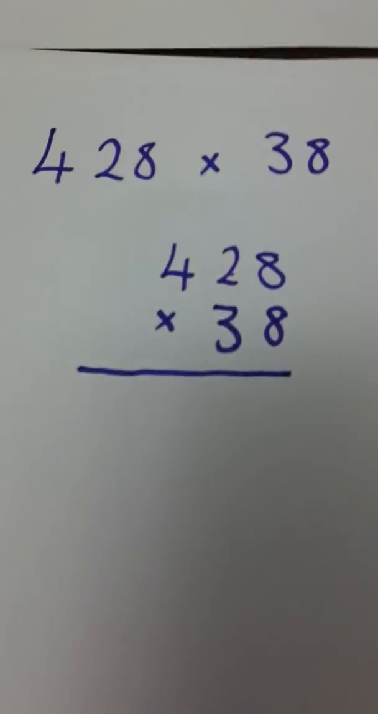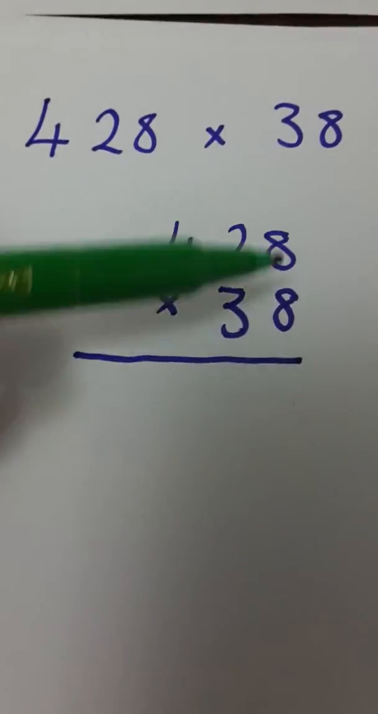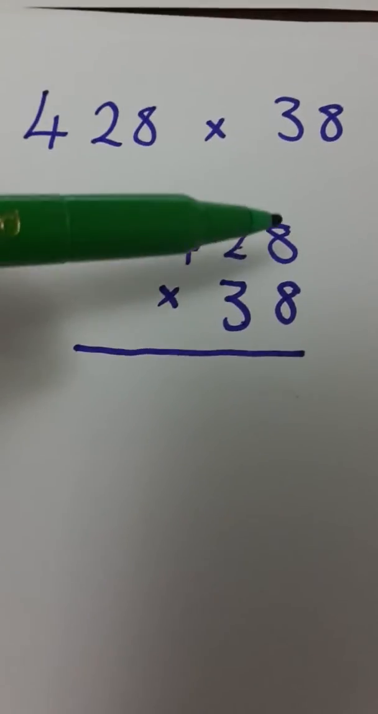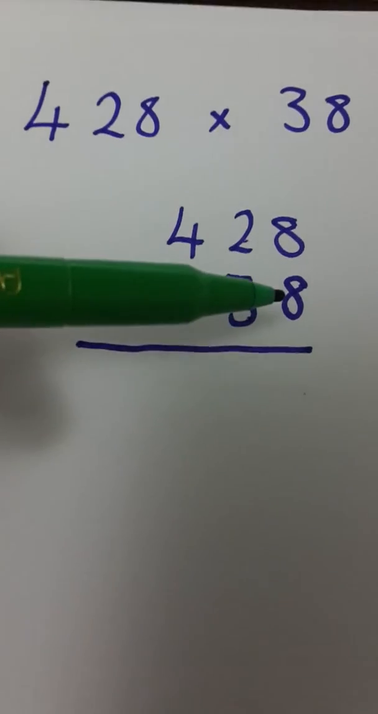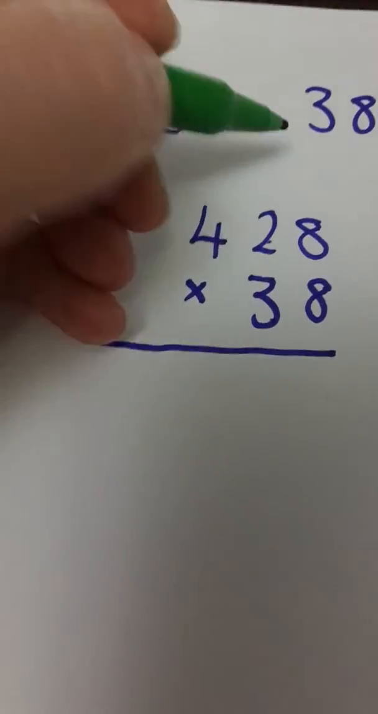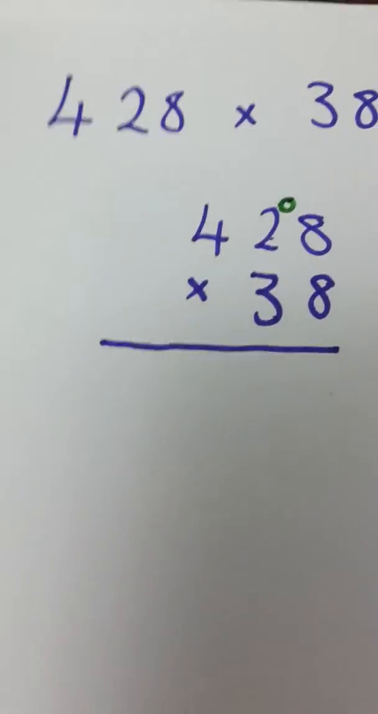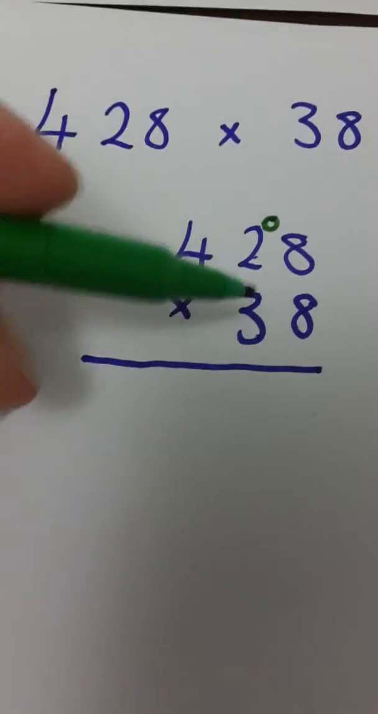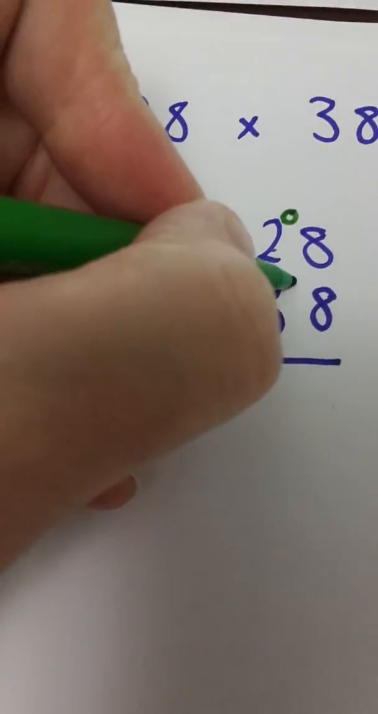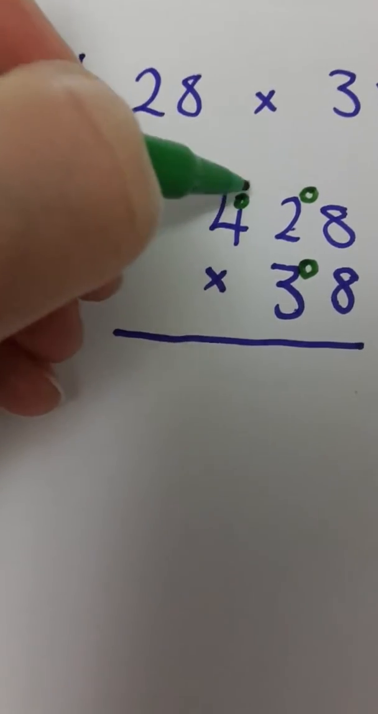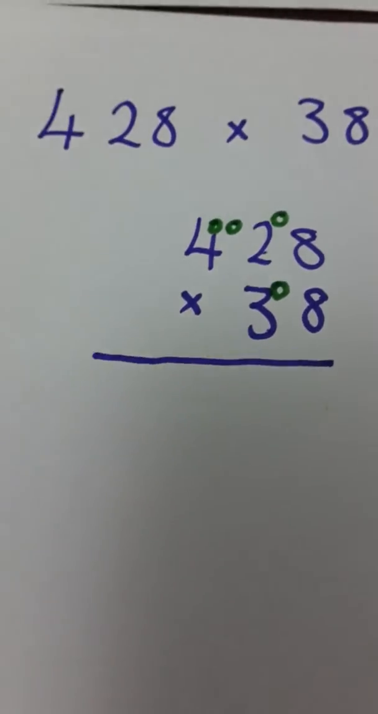So what we're going to do now is actually write the true values of each number. So this 8 is 8 units, so it doesn't change. Same with this 8. But this 2 is actually in the tens column, so it represents the number 20. So I'm going to actually write that. The 3 here really represents the number 30. So I'm going to write that here. And this 4 represents 400, so I'm going to write that.